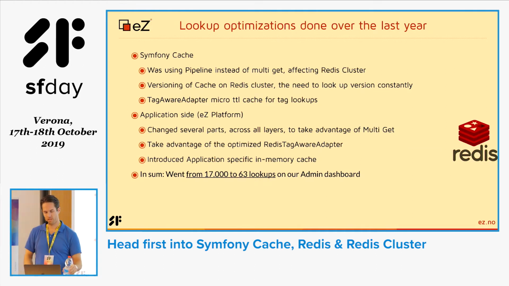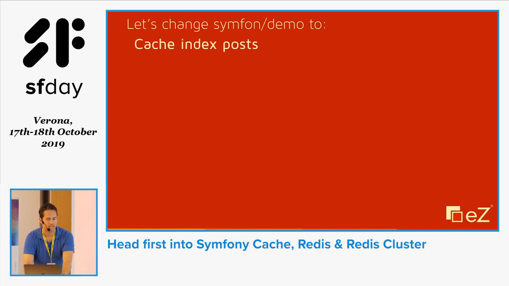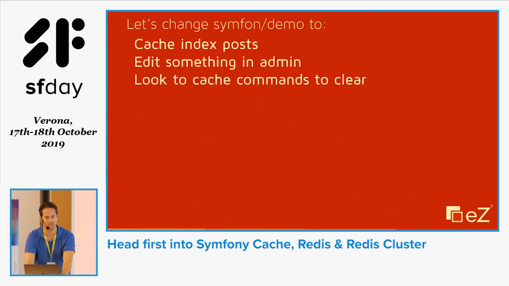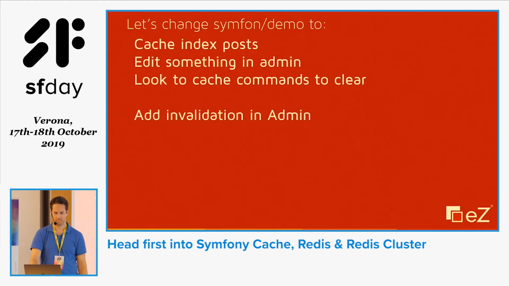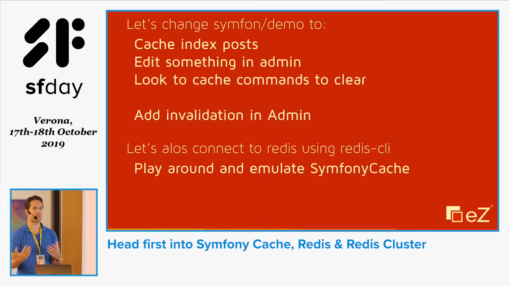Let's see it from a different angle. Let's jump into a demo. I don't know if you're aware of Symfony demo, but it's a demo on top of Symfony Flex. It tries to show you a blog. I'll show it to you in a second. What we will do is try to cache the posts that it is displaying. We will go into the admin and try to edit something. We will have to clear the cache because it's not clearing it. Then we will need to add invalidation in admin. And secondly, we will also try to look at things from the Redis perspective. We'll use Redis CLI and play around to try to emulate what Symfony is doing.